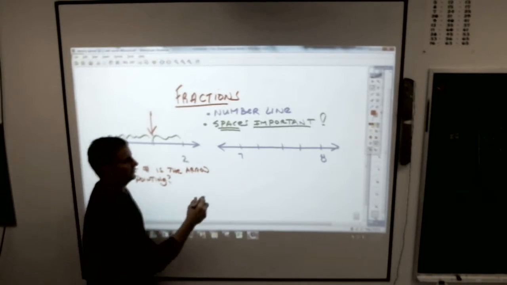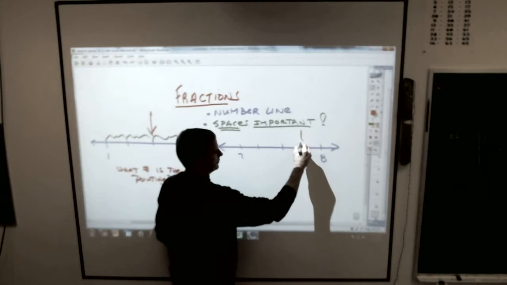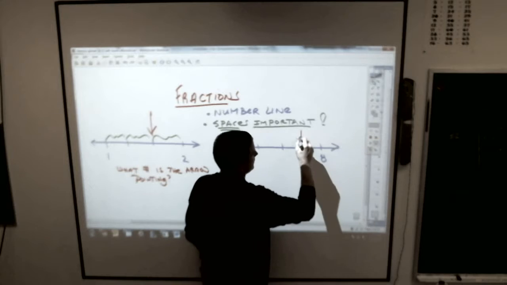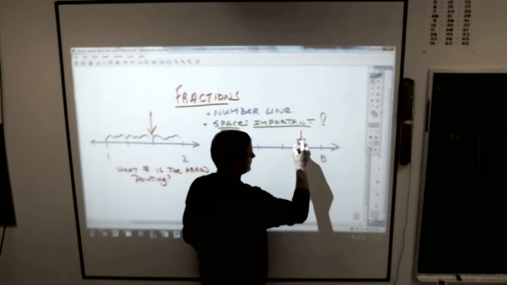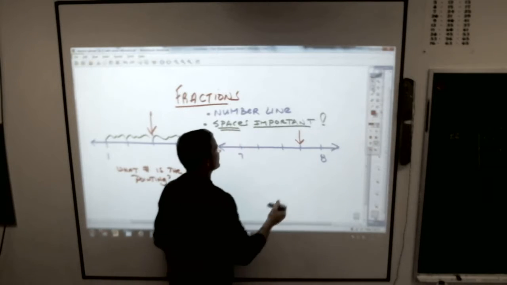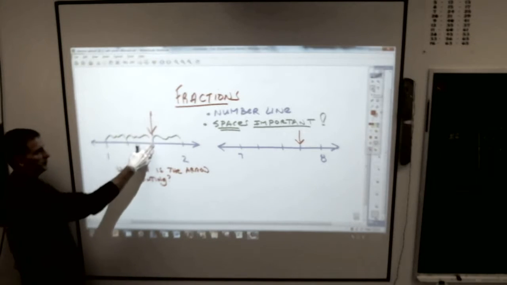I can do the same thing over here. Let's do one in here. Let's put an arrow right there. I should probably move it so it's right above that. Let's say I was looking at this. This arrow's pointing right here.